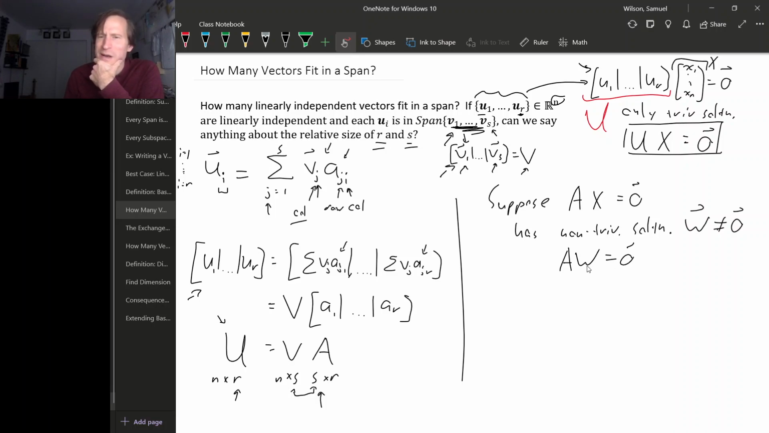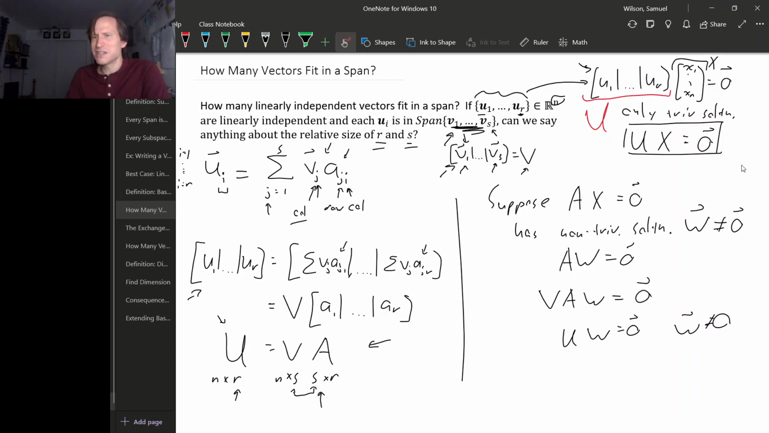But if we multiply on the left, on both sides of this by V, we get VAW equals 0. Okay, but V times A is U, right? That's what we have over here. So then we have U times W equals 0, and W isn't 0. But that's a contradiction, because U times X equals 0 can only have the trivial solution because the U's are linearly independent. So this is actually a contradiction. It's impossible that this happens.